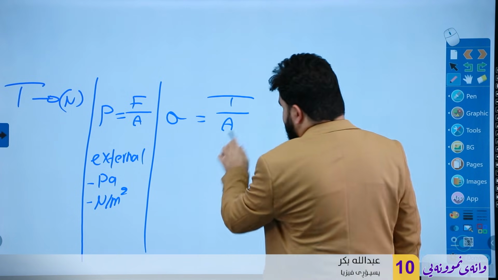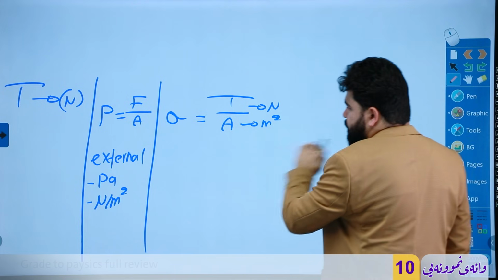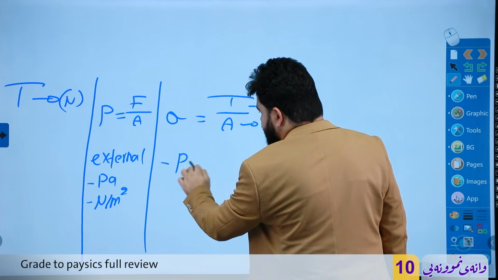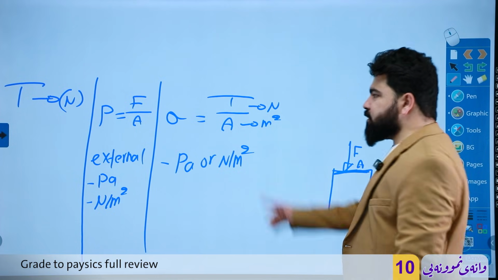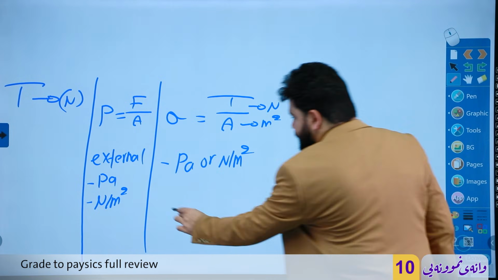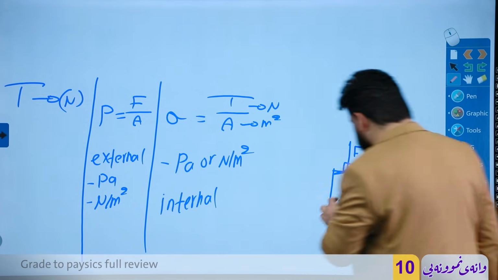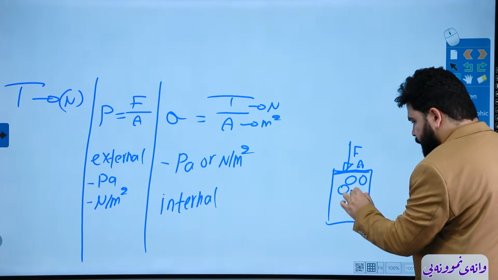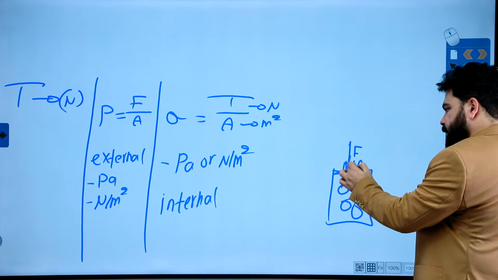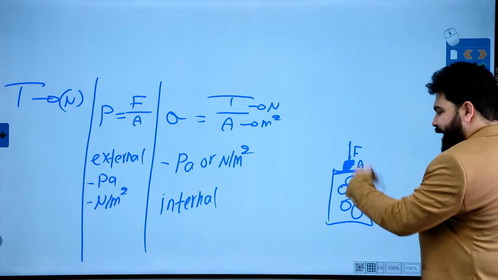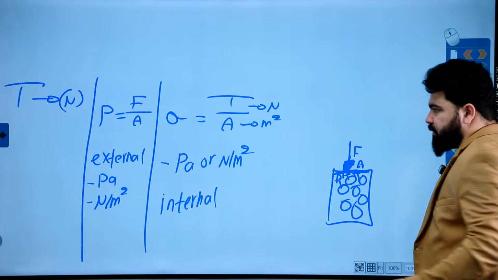Stress is also measured in Pascal. Why? Because tension is Newton, area is meter squared, so it's Pascal or Newton per meter squared. But what is the difference between them? Stress is internal. Meaning you have the atoms here. When you apply a force on this object, this is pressure. The reaction or the resistance of these atoms is basically stress.